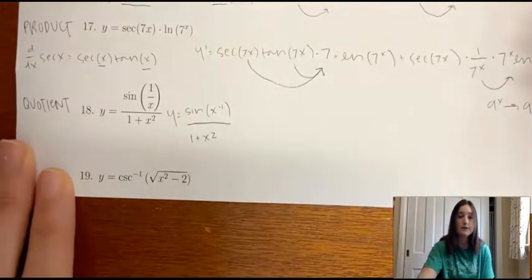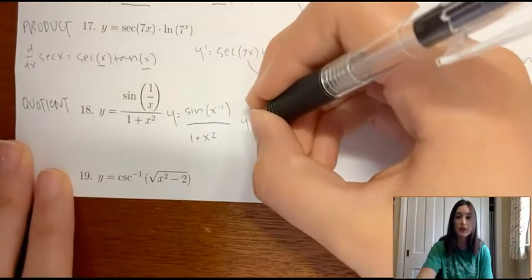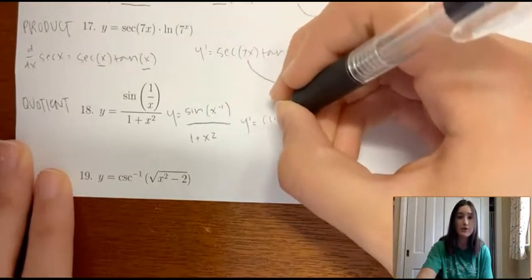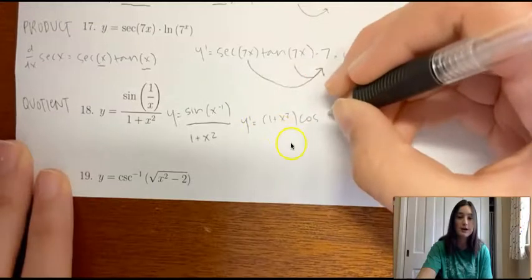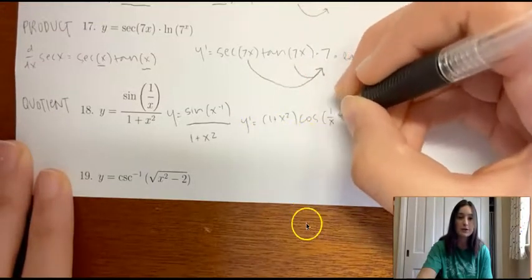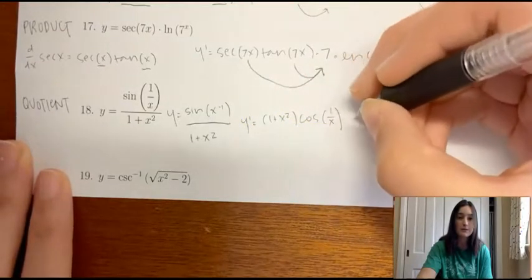So I am going to identify that as a quotient rule. And as I'm doing the quotient rule, I have to pay attention to the inside functions like this x to the negative 1. So we'll just point those out as we go. So remember, quotient rule is low d high minus high d low over low low. So we're going to start with the low, 1 plus x squared, times d high. This is where our chain rule comes in.